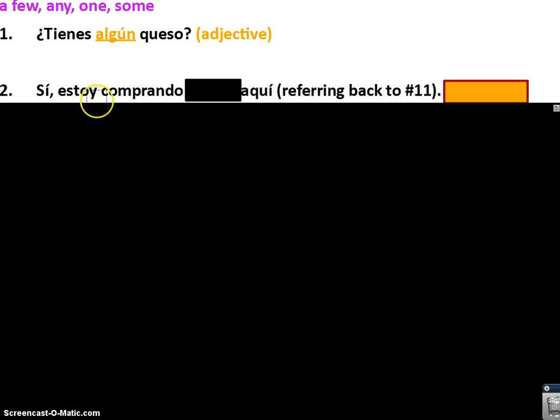Number 2, yes, I am buying some here. Some, referring back to number 1, referring to cheese. So it's taking the place of some cheese. Now it's just some, it's a pronoun, and this time it's not followed by a singular masculine noun, so it's alguno.